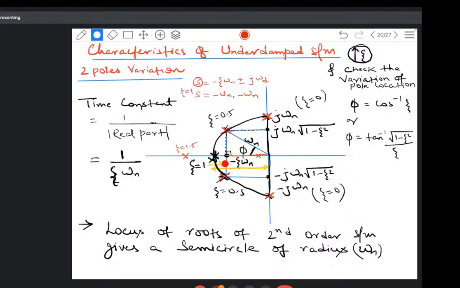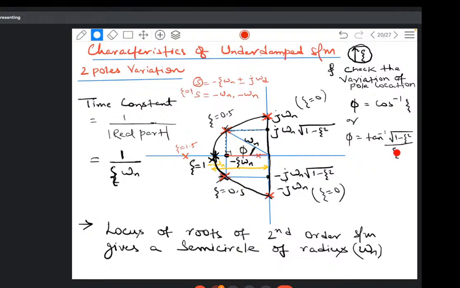Okay. Now, for the underdamped system, there is an angle which is subtended by the pole. For the underdamped system, you have already seen that there is an angle which is subtended by the pole location with respect to the negative real axis. So phi also I have represented. And what is the value of phi? Either you can find it with cos inverse zeta, or you can find it with tan inverse under root 1 minus zeta square by zeta.